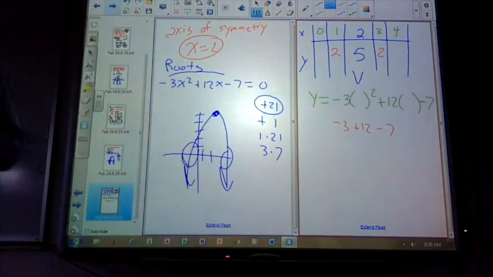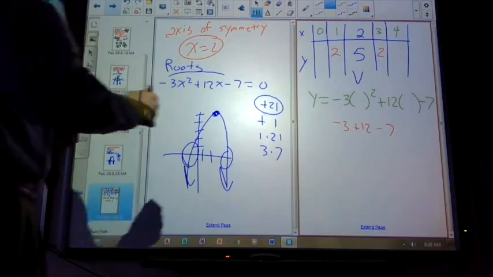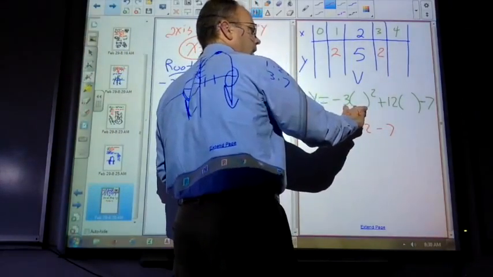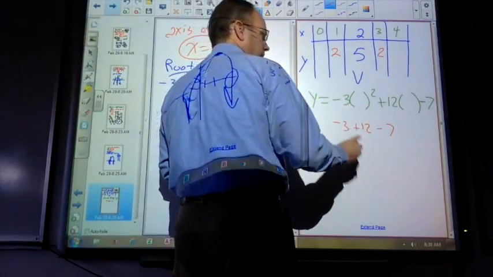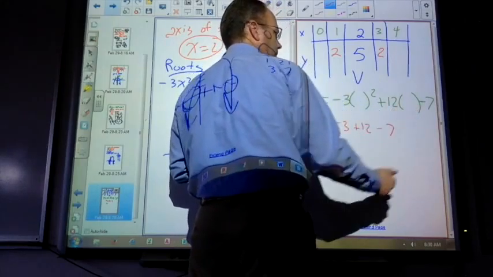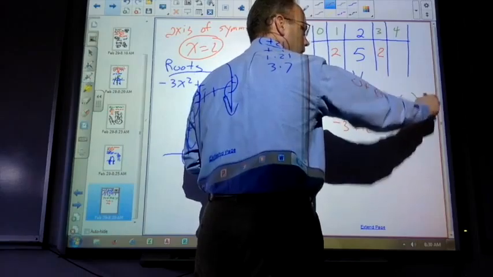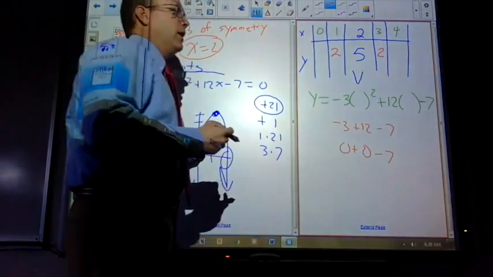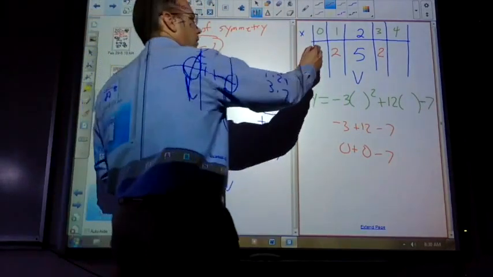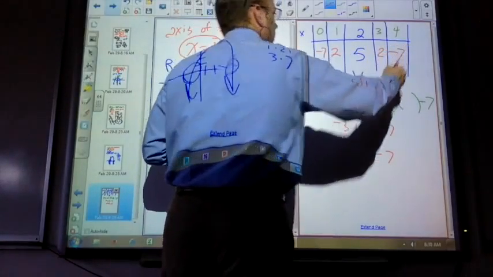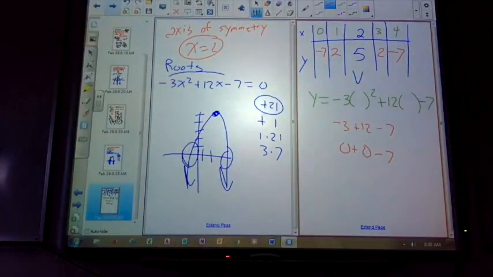Okay. What looks easier to plug in, 0 or 4? 0, absolutely. If I plug 0 in right here, what do I get right here? Zero. The whole thing comes out to 0. If I plug 0 in here, what does this become? 0. And then? 0 plus 0 minus 7 is? Negative 7. Okay. That makes sense how we just did that? Do you see how it's symmetric about the vertex?